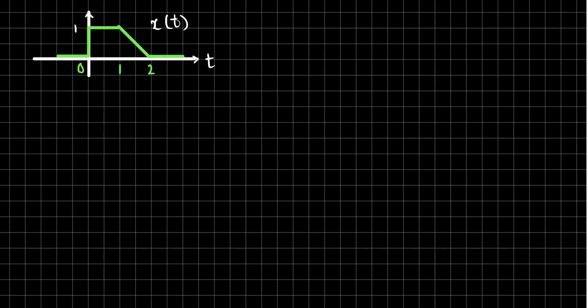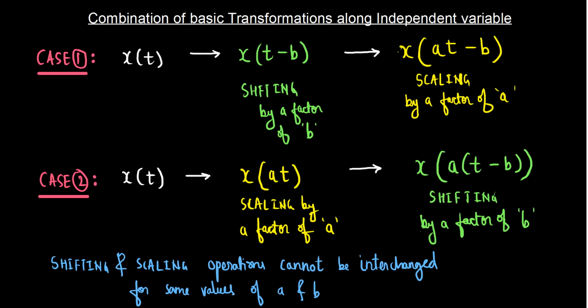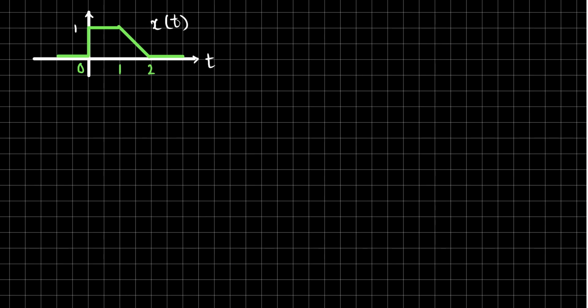In the first case, as we have seen here, we're doing the shifting operation first, followed by a scaling. So let's shift this signal by some amount. Let that amount be, say, 3. So the resultant signal will be x of t minus 3. Let's try to plot this signal. It is the same signal being shifted rightwards by 3 units.